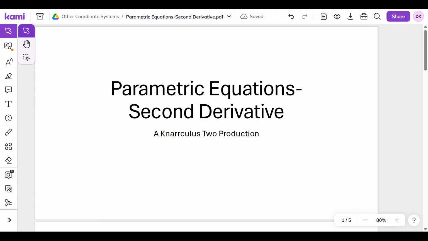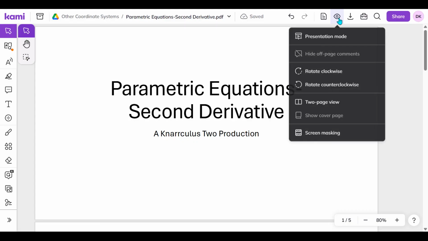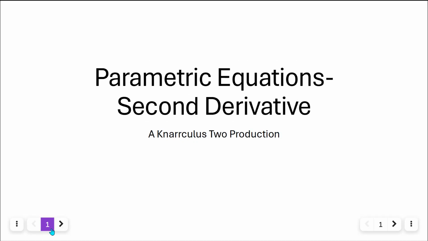Today we're going to be learning more about parametric equations, and we're going to find the second derivative of a parametric equation, which sounds like it should be something simple enough. We can already do that with traditional functions. Actually, it's a little bit more complicated than it may seem. All right, so let's get started and we'll see how this all works.